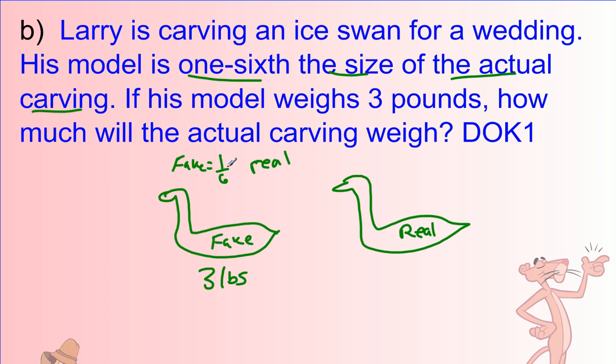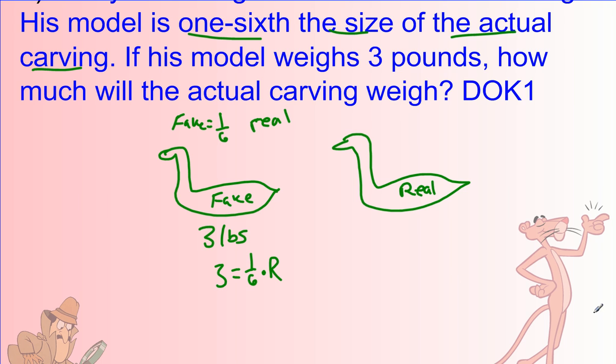but to me this is just an equation. The fake thing is 3 pounds. And 1/6 of the real, I'll use an R. If I solve this equation, times both sides by 6, the 1/6 and the 6 cancel because they're reciprocals of each other, and that gives you 18. So the real thing would be 18 pounds.